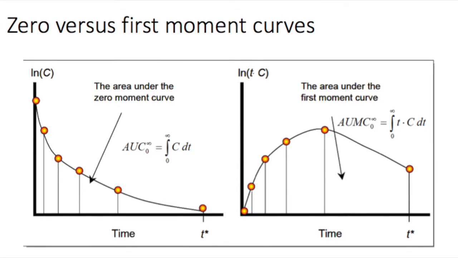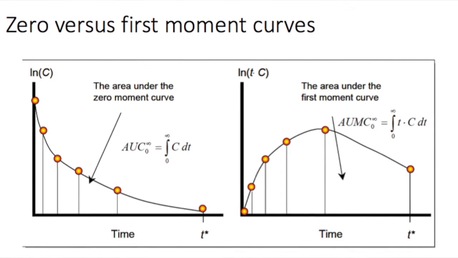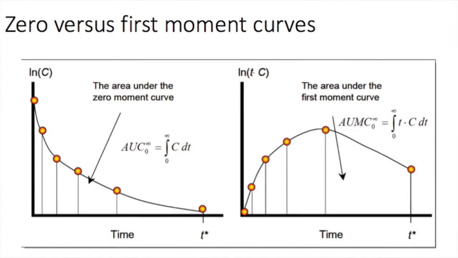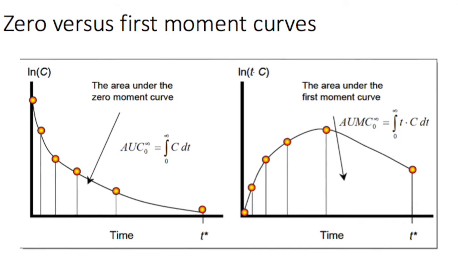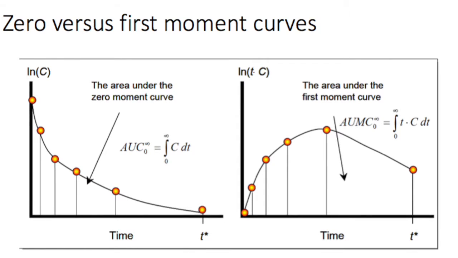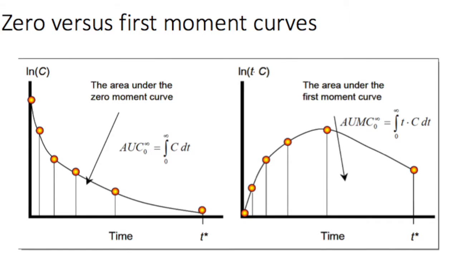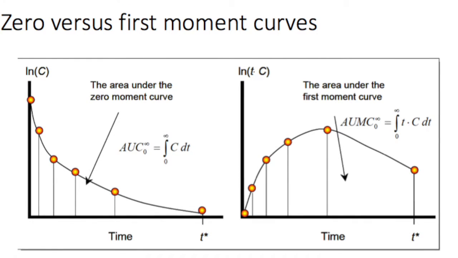And this allows us to calculate a pharmacokinetic parameter which we call mean residence time, which is the average amount of time that a drug molecule stays in the body after it's administered. We can do this by comparing the value of the area under the first moment curve with the value of the area under the zero moment curve by taking the ratio of the two.